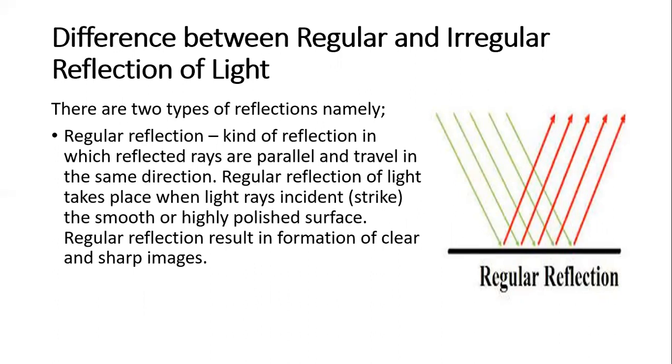Regular reflection is the kind of reflection in which the reflected rays are parallel and they travel in the same direction. The regular reflection of light takes place when the light rays strike a smooth or highly polished surface. Regular reflection results in the formation of clear and sharp images, as you can see in the diagram, which shows the incident rays striking a smooth or highly polished surface, creating the reflected rays that are regular.